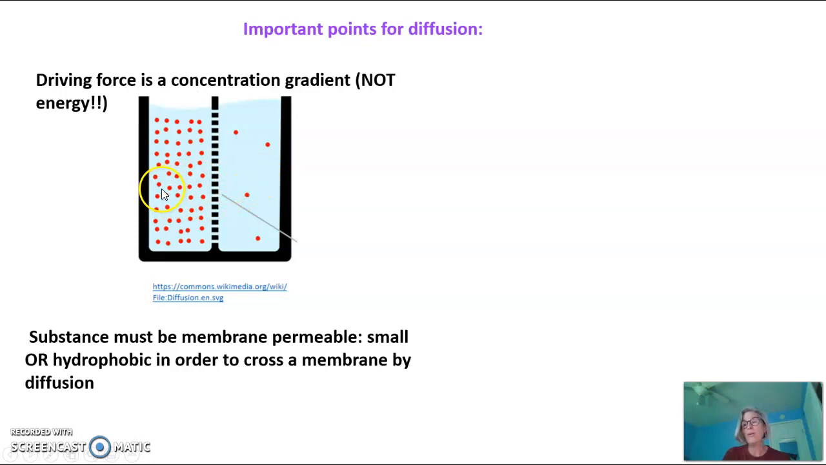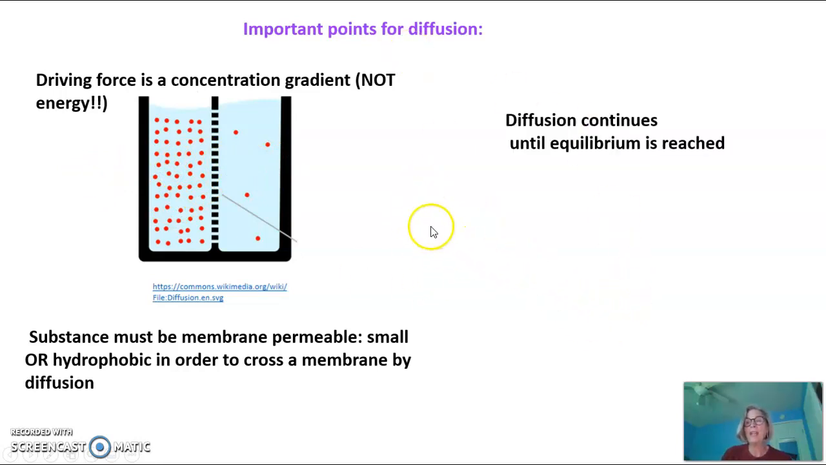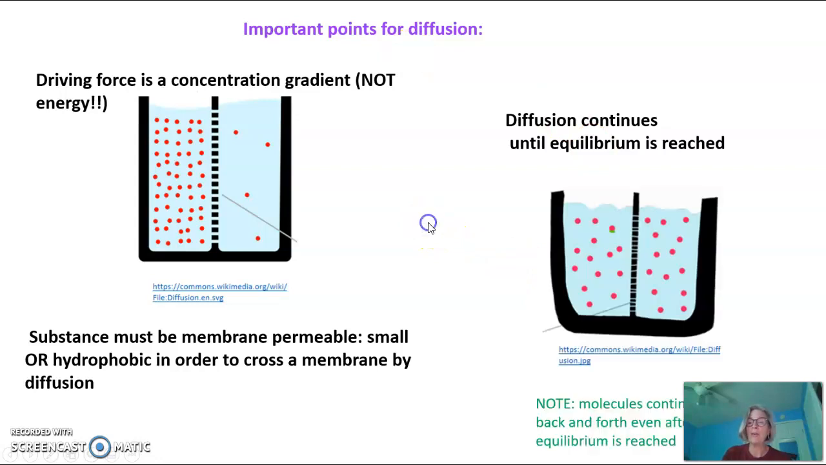The red dots couldn't move if they're not soluble in the membrane. But the driving force, what's actually making this move, is the fact that it's very crowded with molecules here, and there's very few molecules here. This concentration gradient is what's making these molecules move from a high to a low concentration. Diffusion will continue until an equilibrium is reached.